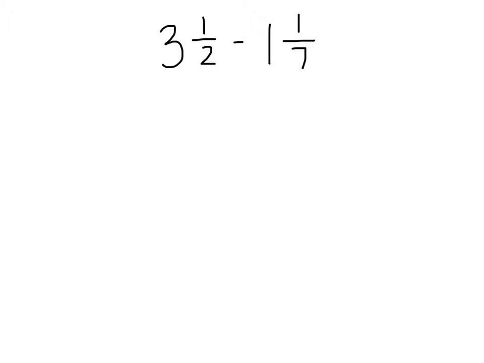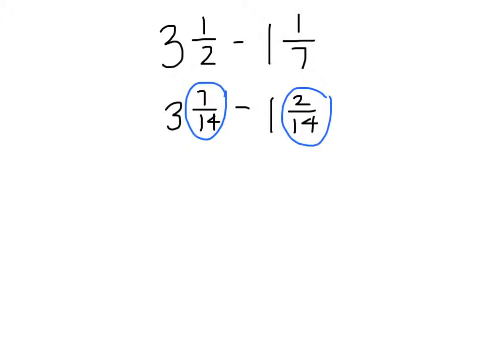So I know that the common denominator for 2 and 7 here is going to be 14. So I change this to 3 and 7/14. And I'm going to subtract 1 and 2/14. And immediately I notice that in this problem I don't have that same issue I was having before. I have 7/14 and 2/14, which is a simple enough problem to subtract.